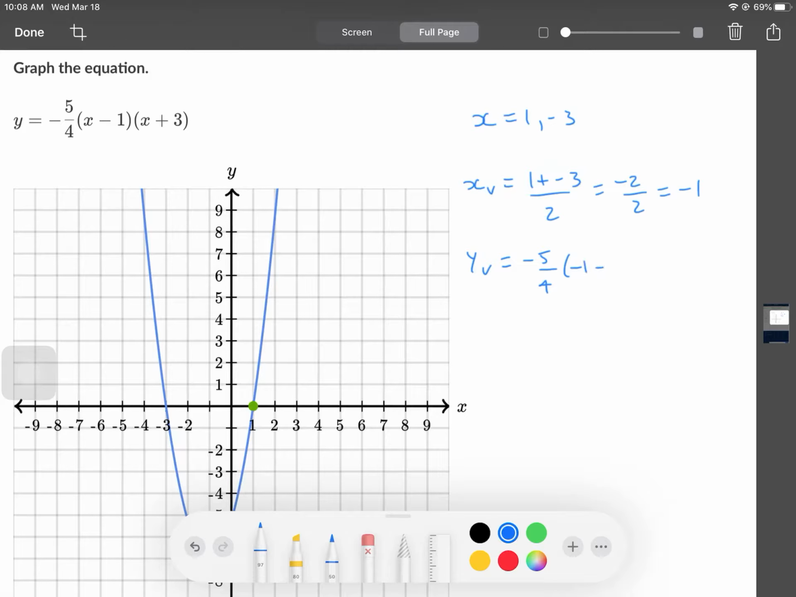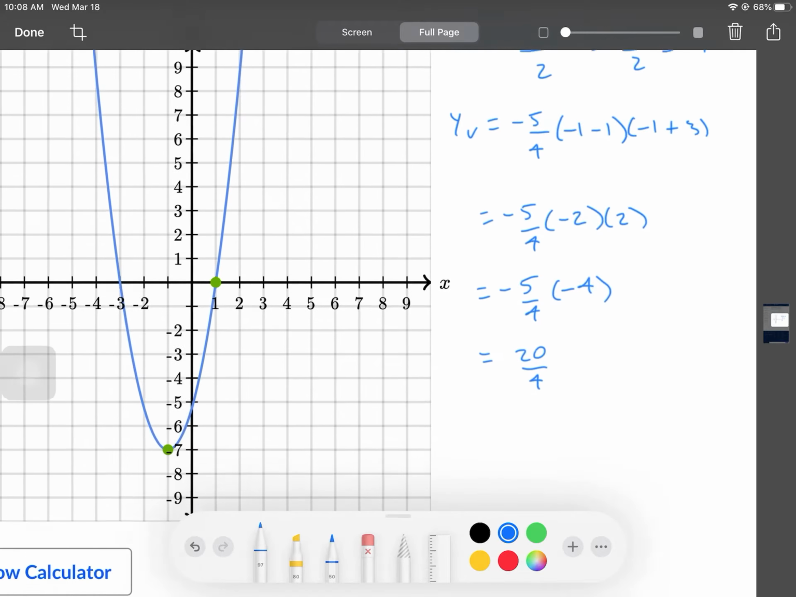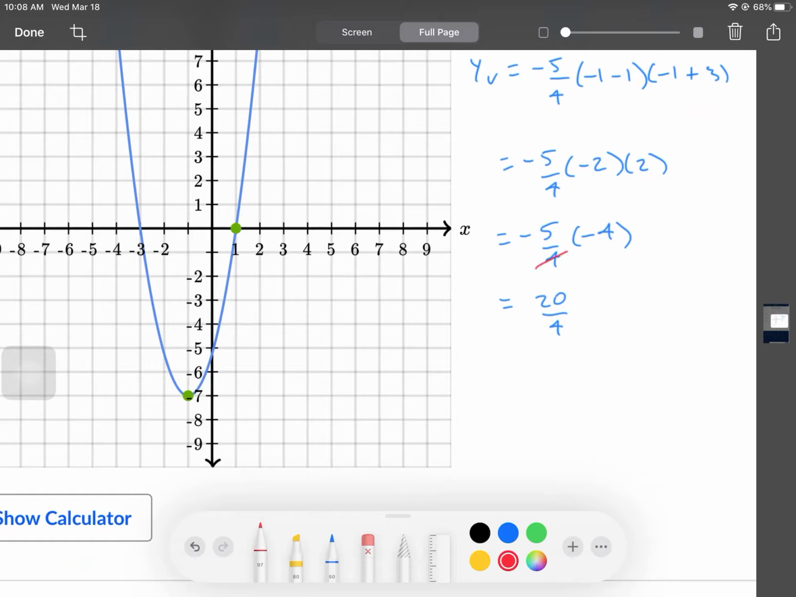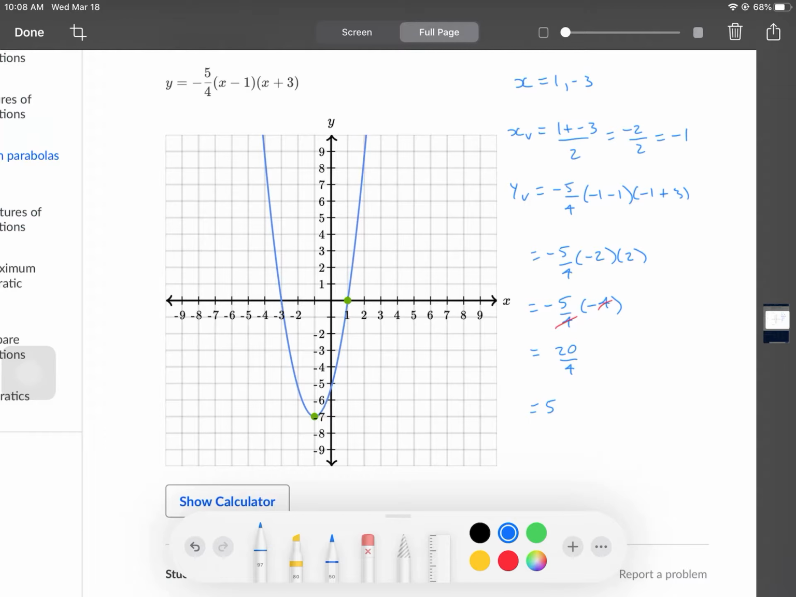So we'll have -5/4 times (-1 minus 1) times (-1 plus 3), and that's -5/4 times -2 times 2, which is -5/4 times -4, and that's going to be +20/4, or you could have just canceled those 4's to begin with if you saw that, and you're going to see that if you simplify, you get 5 as your answer. So our vertex is going to be the coordinates -1, 5.